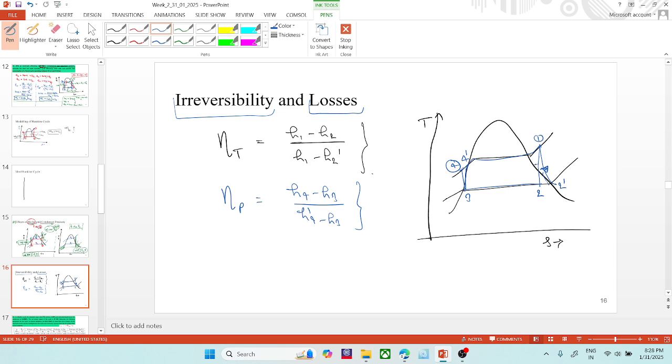This is the ideal work, and this is the actual work. This is the ideal work, H4 minus H3, which the pump should ideally consume, or it consumes more than that, which is H4 dash minus H3. So these are the things only.